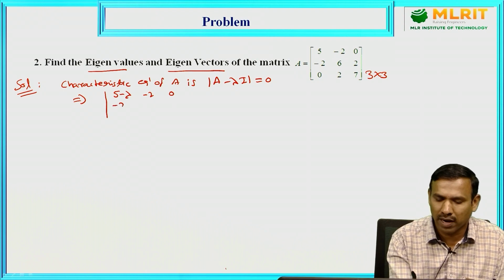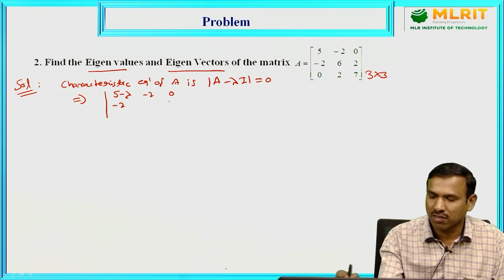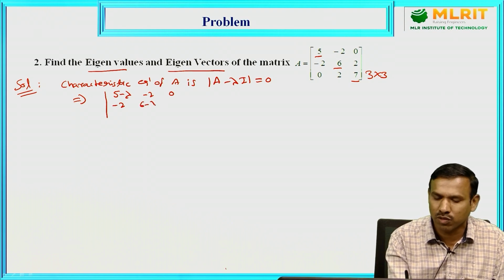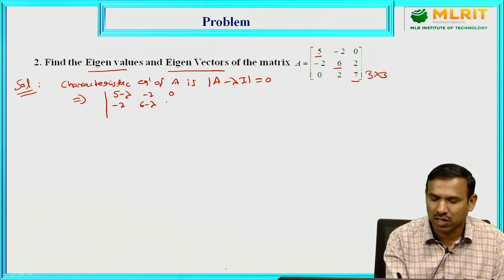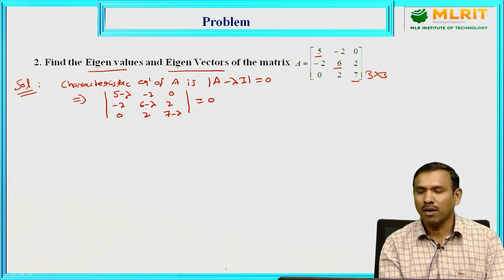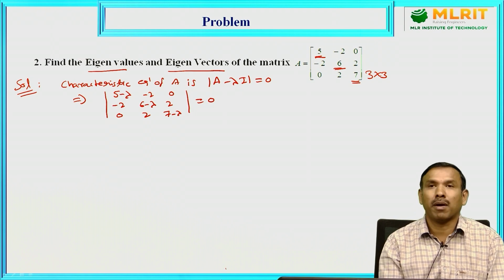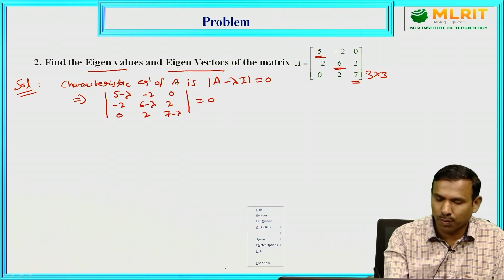Second row: minus 2, second diagonal element 6 minus lambda, then 7 minus lambda. From the diagonals we write the minus lambda subtraction, and the remaining elements have no change. So from the diagonal, 5 minus lambda, 6 minus lambda, 7 minus lambda is equal to 0.